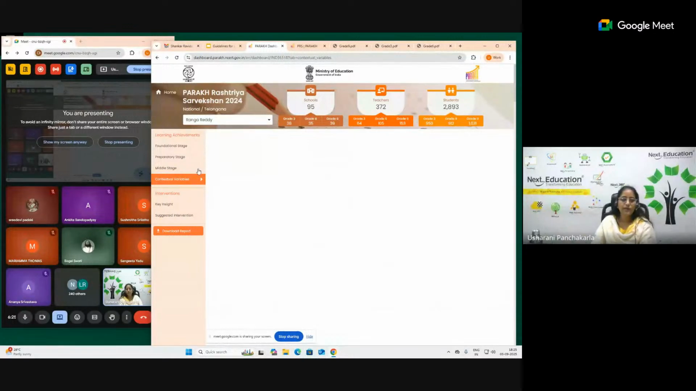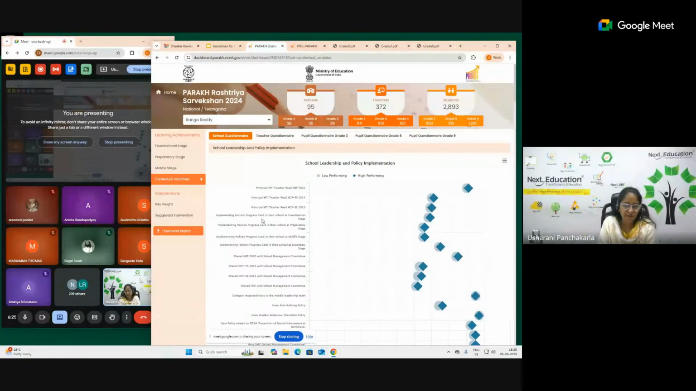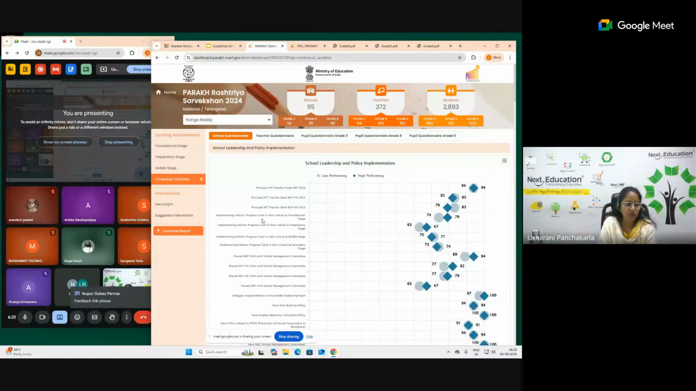Now coming to the contextual variables. So here, as I said, there is something beside this achievement test. The achievement test is where you are testing only the knowledge or the understanding of the content taken from the textbook. Apart from that, the achievement test is what we have given for the student with respect to PARAKH. The second, we have the pupil questionnaire, we have the teacher questionnaire, we have the school questionnaire.